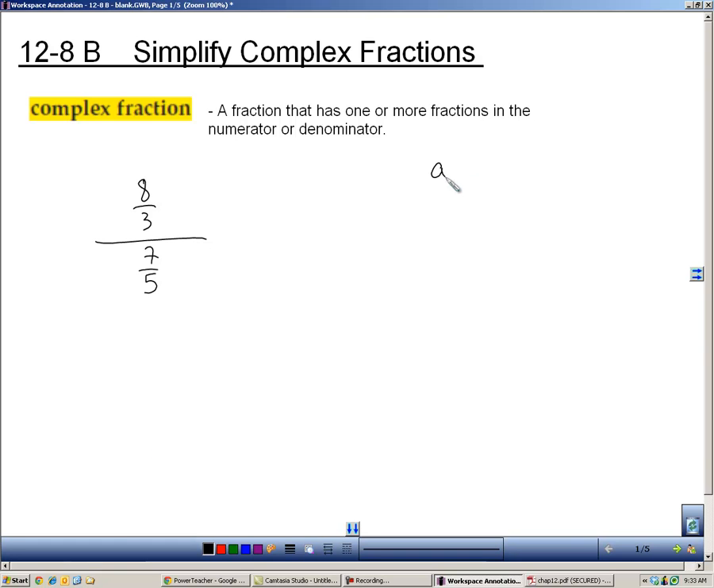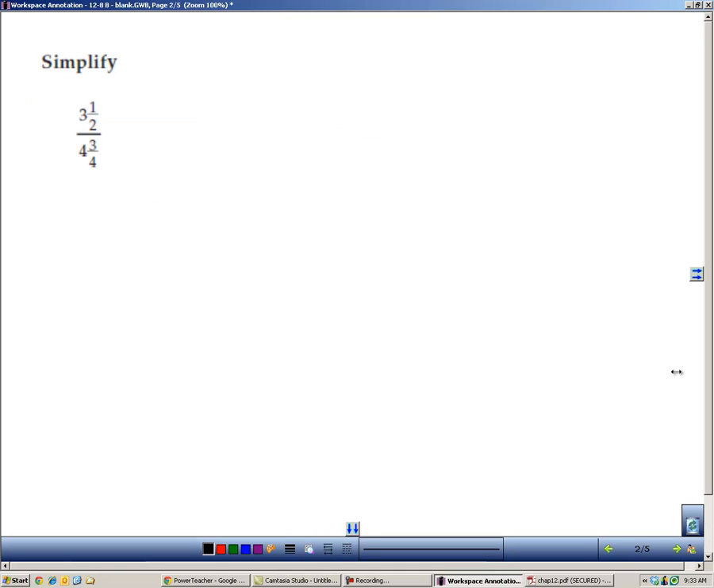It also works with letters. If you have a over b divided by c over d, you have to learn how to simplify that. And those are complex fractions. So here's an example of a complex fraction. We'll talk about how we can simplify it.